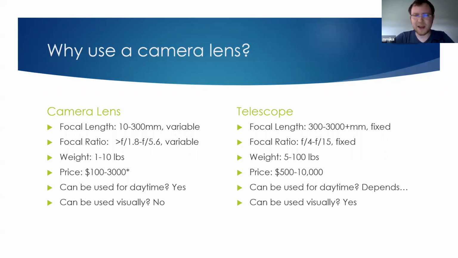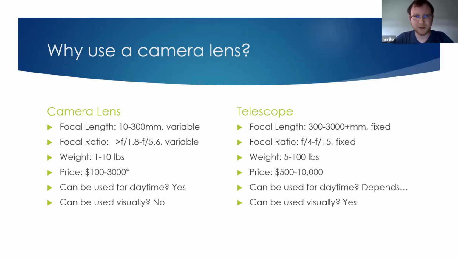Camera lenses, you already have them. If you're using a DSLR camera, you have a lens attached to it. So why not start there? Now you'll see the focal length difference is quite significant. There are lenses longer than 300 millimeters, but generally between 10 and 300 millimeters, whereas telescopes just start at around the 300 millimeter mark.